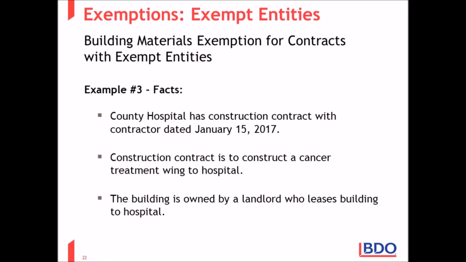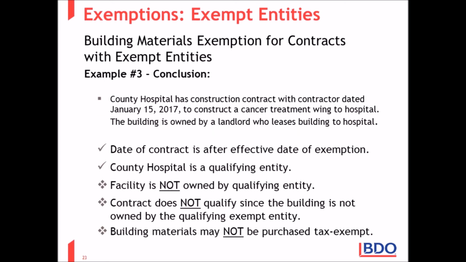So under example number 3, we have a county hospital. Contractor has a contract with the county hospital. It's dated January of 17. They are going to construct a cancer treatment wing to the hospital. And under this situation, the building is owned by a landlord who leases the building to the hospital. Which is a fairly common type of financing arrangement.